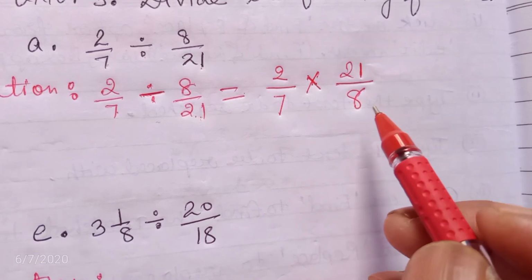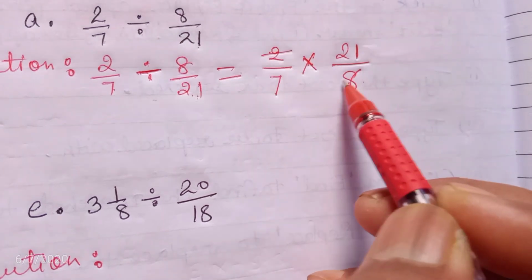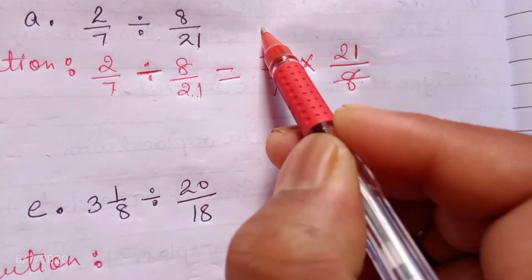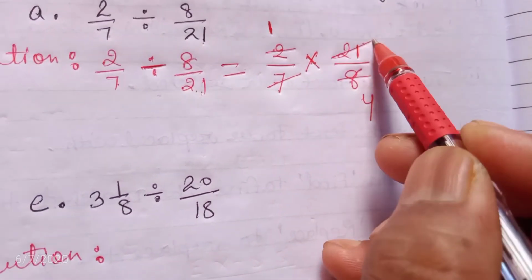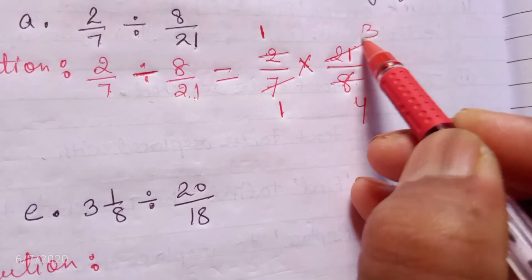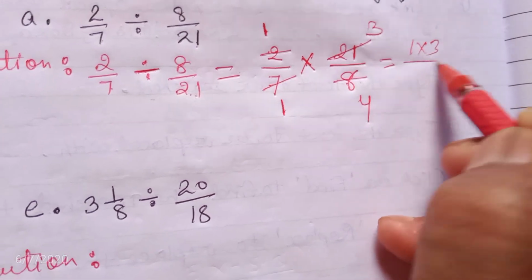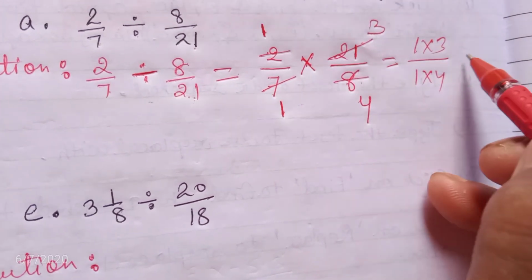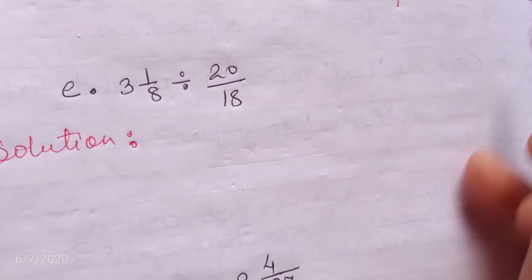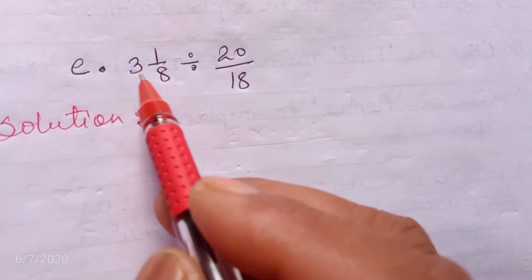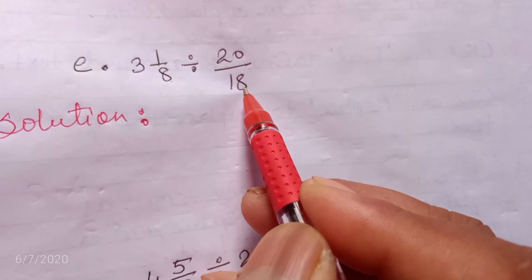Now cancel the common factor. See, 2 and 18 have a common factor 2, so divide them. 2 ones are 2, 2 nines are 18, and 7 and 21 have a common factor 7. 7 ones are 7, 7 threes are 21. The answer is 1 into 3 by 1 into 9 equals 3 by 9. It is a proper fraction, so this is the answer. No need to convert.